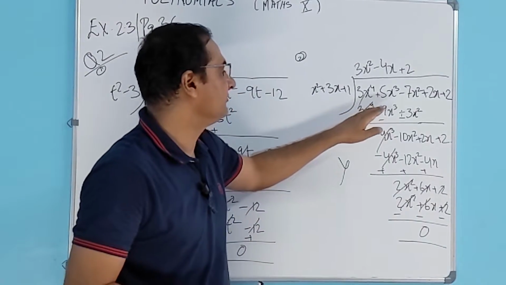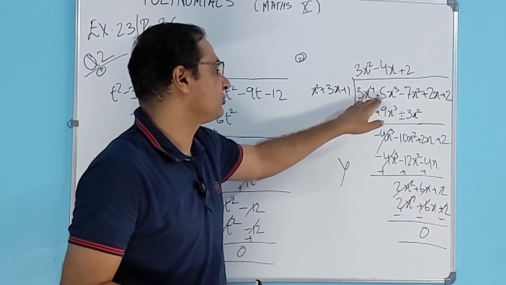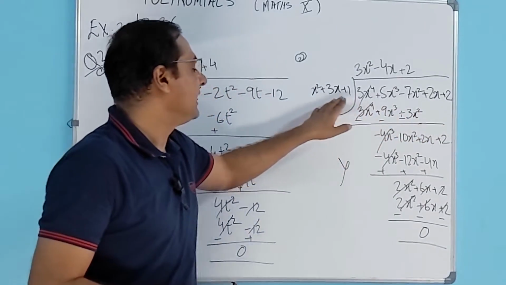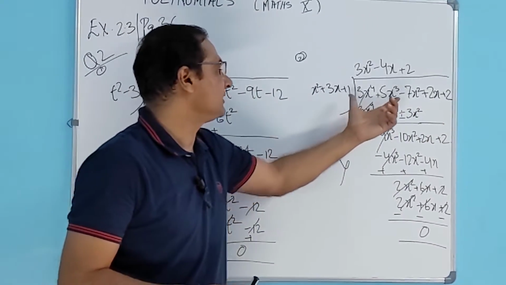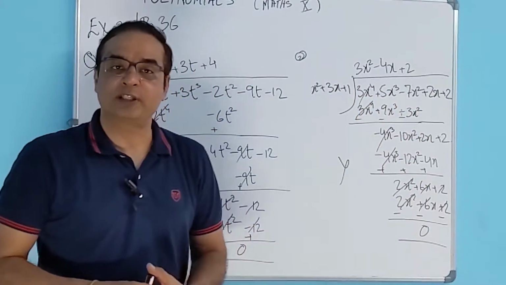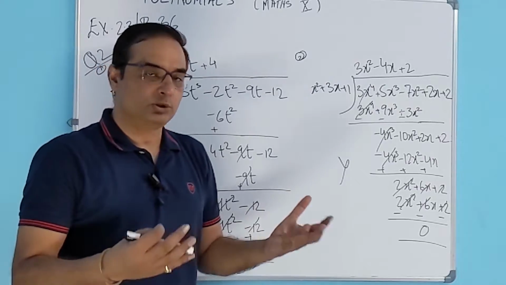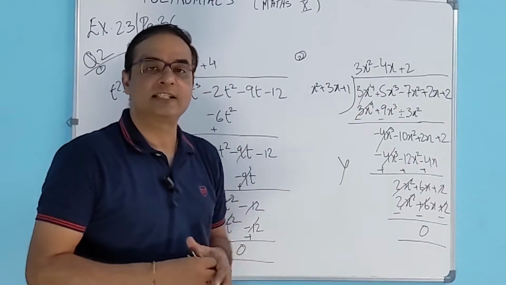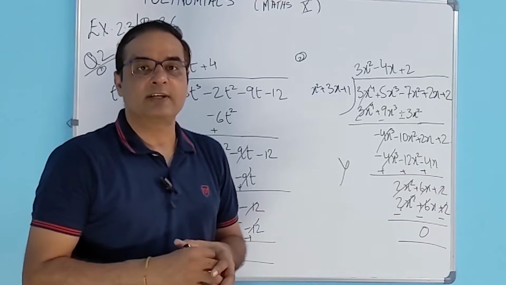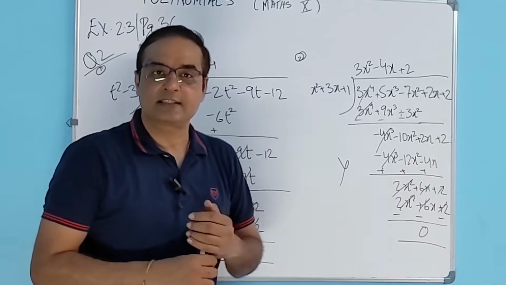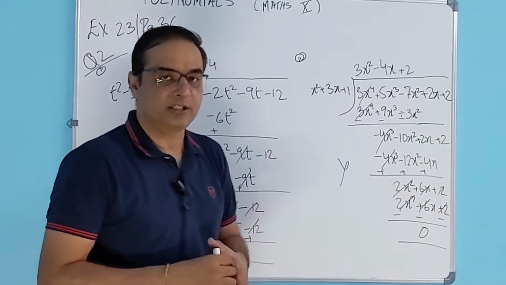Again, the polynomial which is given is 3x raised to the power 4 plus 5x cube minus 7x square plus 2x plus 2. And then we are asked if x square plus 3x plus 1 is a factor of this polynomial or not. We follow the same process we have already done. We are going to divide this polynomial by this other polynomial, and if the remainder is 0, this is a factor of this bigger polynomial.